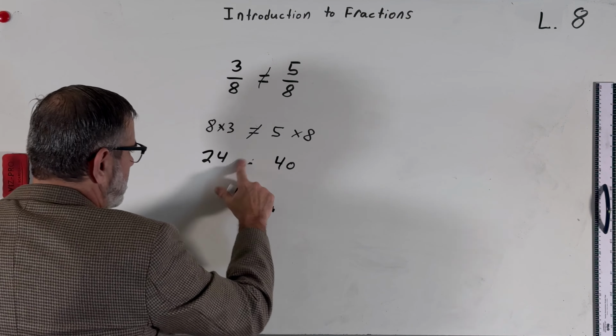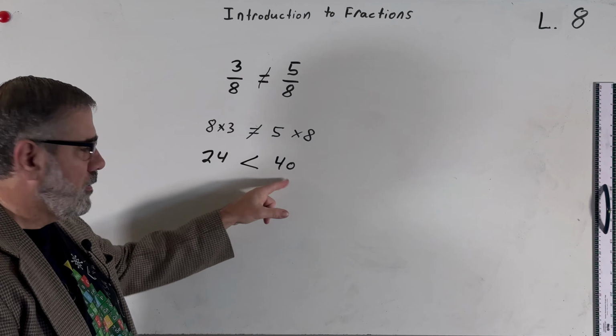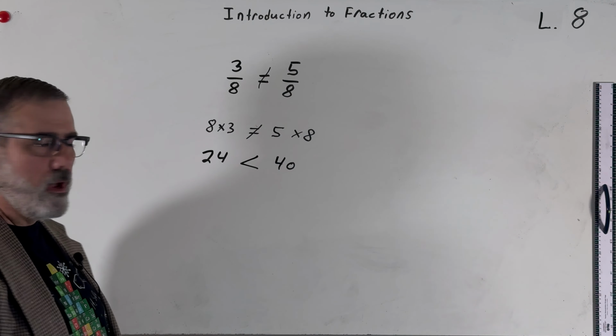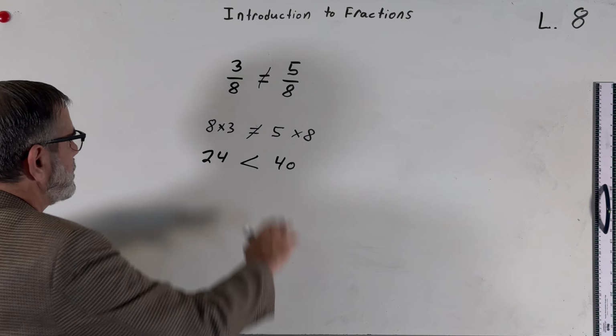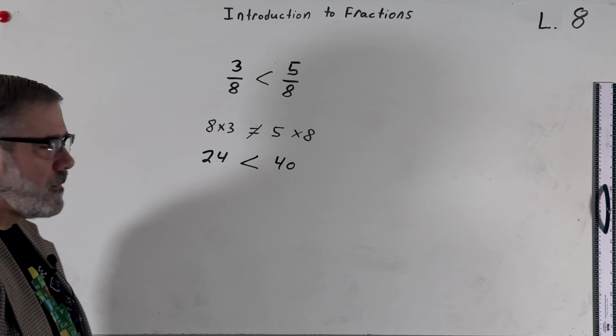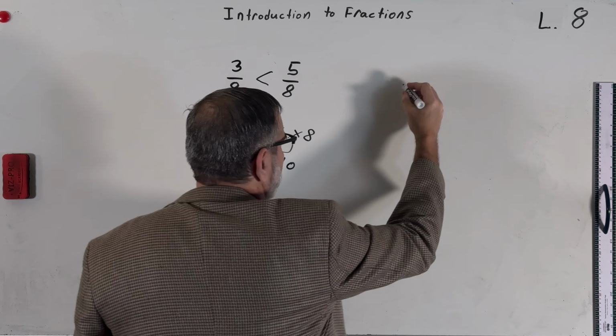So instead of having an equal sign, I can write this little alligator mouth like this. You see? He's trying to eat the bigger one. And this reads that 40 is greater than 24. Or you can say it another way, that 24 is less than 40, which means that 3/8 is less than 5/8. Now that is probably not terribly surprising because we could have done this graphically.